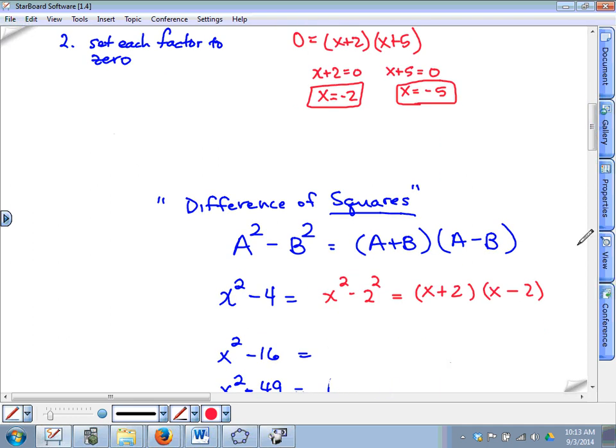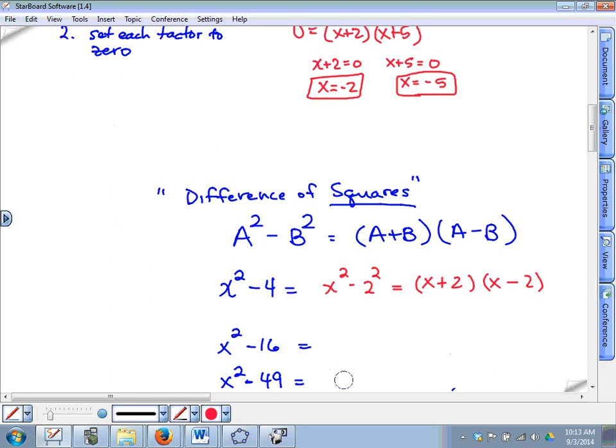So just a couple I want you to try here. X squared minus 16, x squared minus 49. Should take you all of about 5 seconds.